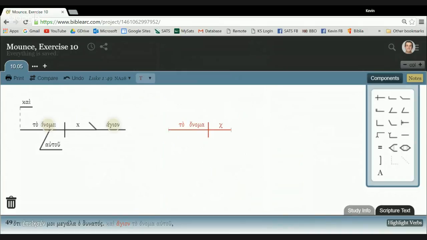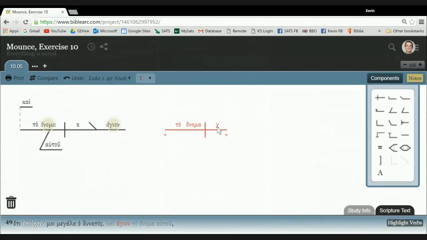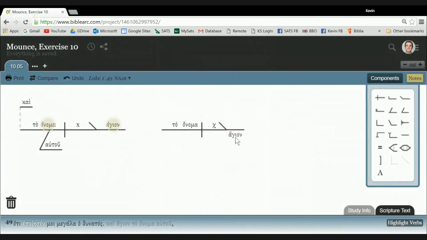Can anyone explain what a predicate position is so I can have a break from hearing my own voice? Kevin, it's when an adjective is telling us something about the noun that it's modifying. Yeah, it's predicating or making a statement about the noun.